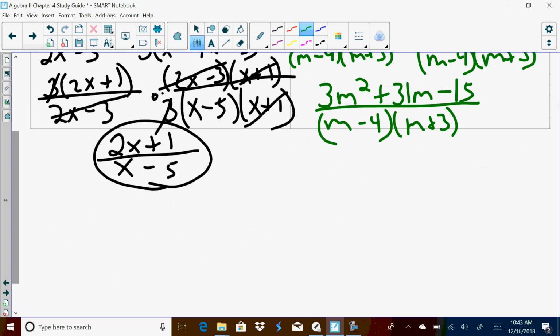So I attempt to factor the top. And I need to get a positive and a minus. So the only way to do that would be for the positive to be way bigger. So I think the top's probably unfactorable. So I'm just going to leave this as my answer.